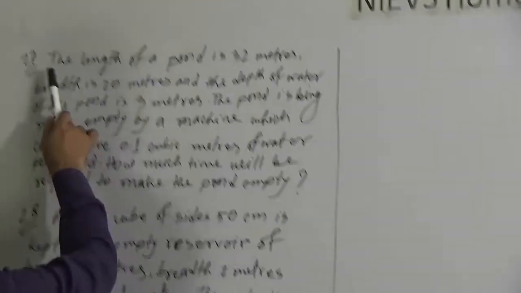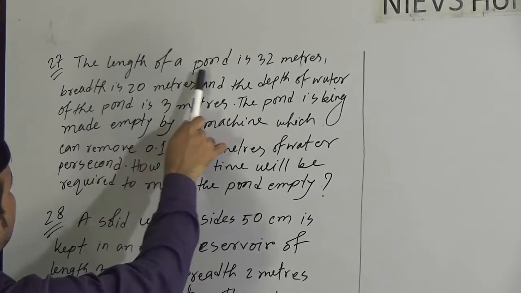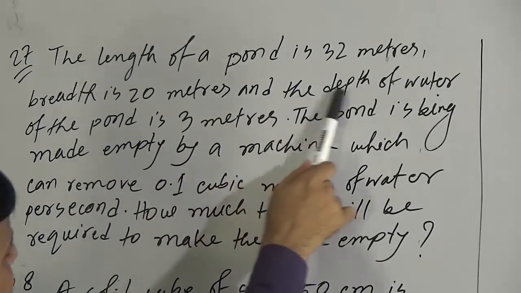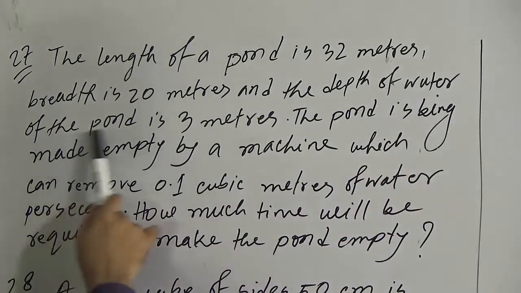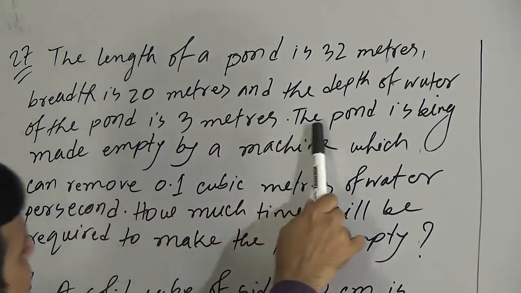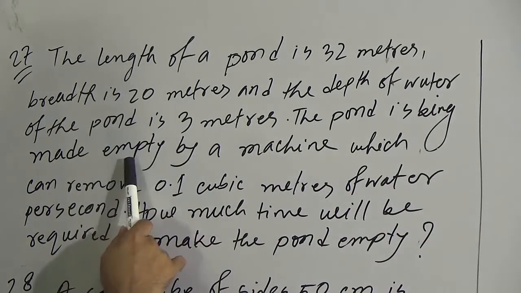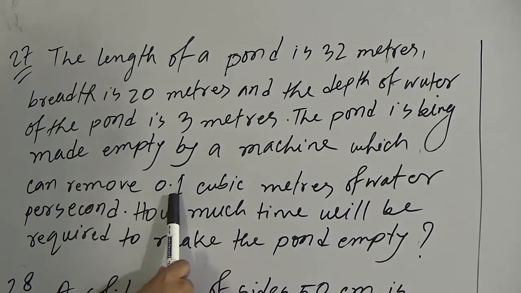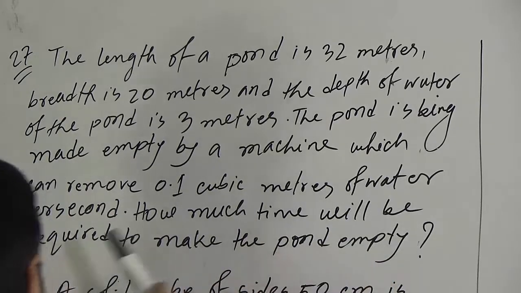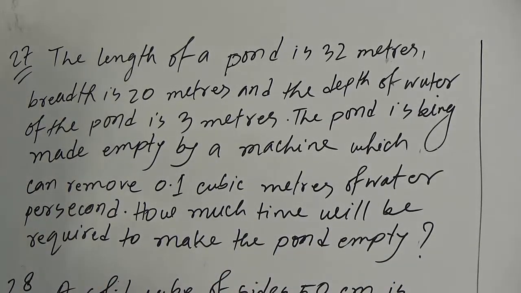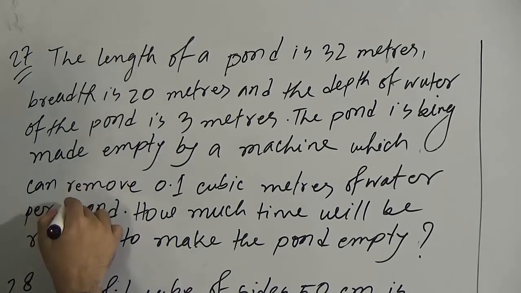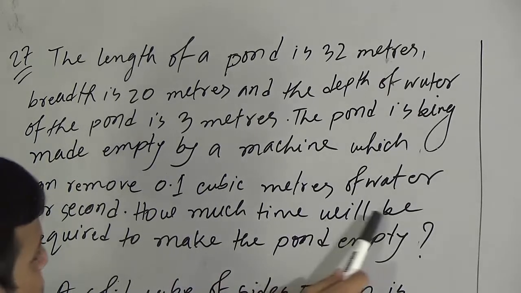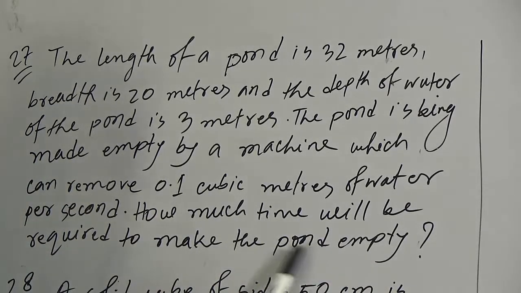Question 27. The length of a pond is 32 meters, breadth is 20 meters, and the depth of water of the pond is 3 meters. The pond is being made empty by a machine which can remove 0.1 cubic meters of water per second. How much time will be required to make the pond empty?